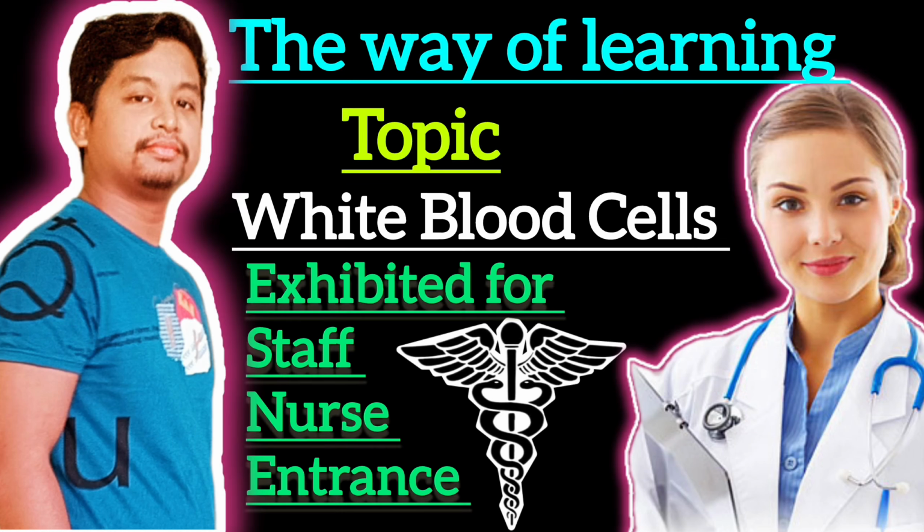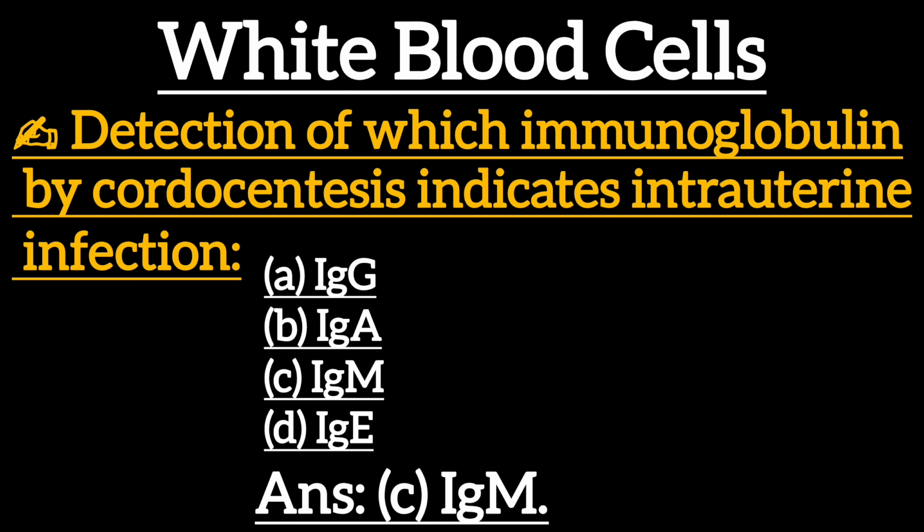The topic today is immunology MCQs for staff nurse interns. Next one is detection of which immunoglobulin by serology indicates intrauterine infection. Option A immunoglobulin G, option B immunoglobulin A, option C immunoglobulin M, option D immunoglobulin E. Correct answer is option C immunoglobulin M.